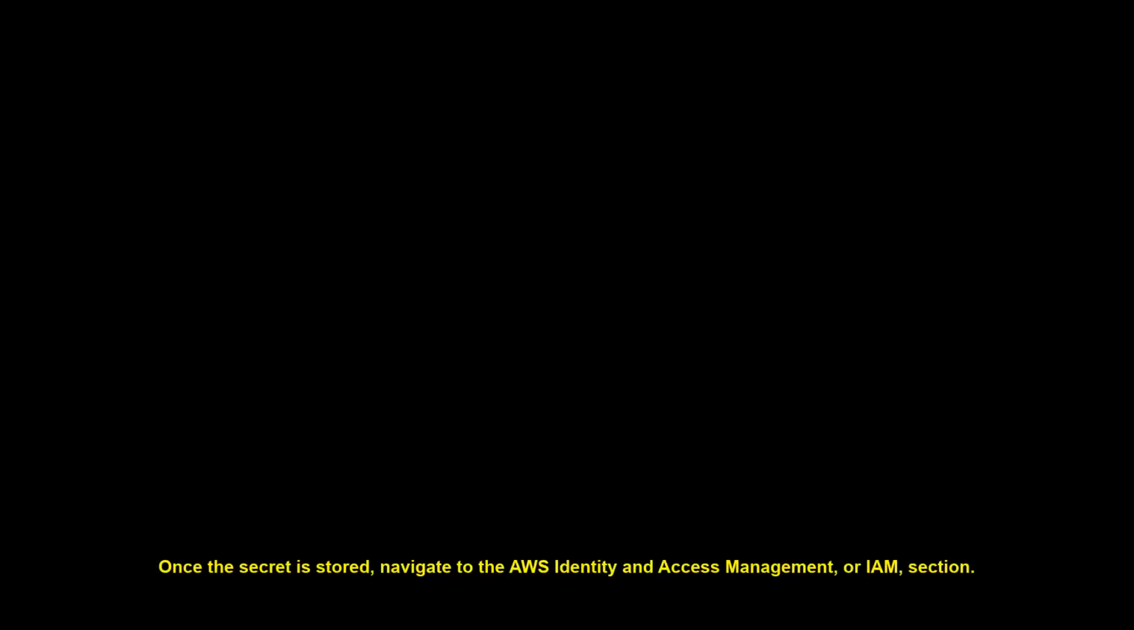Once the secret is stored, navigate to the AWS Identity and Access Management, or IAM, section. Create a new policy that allows access to the Secrets Manager service. Define the permissions for the secret you just created. Attach the new policy to an IAM role or user that will access the secret.